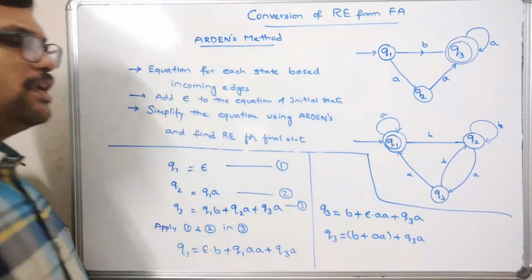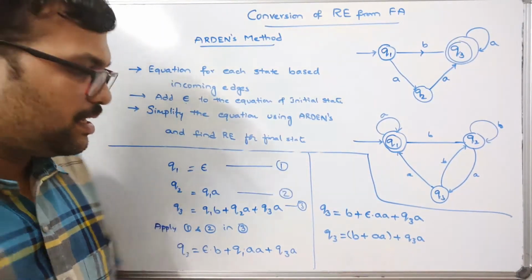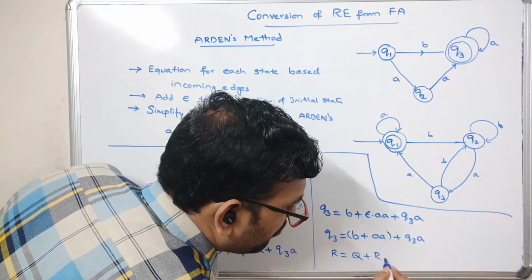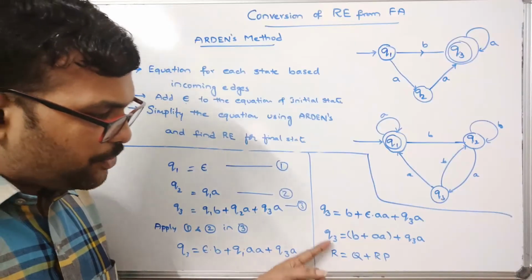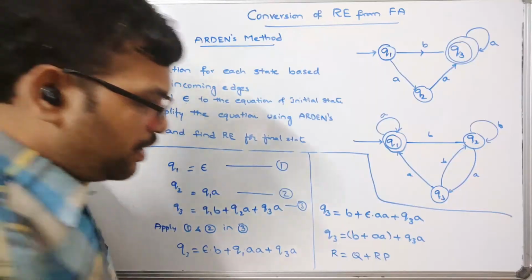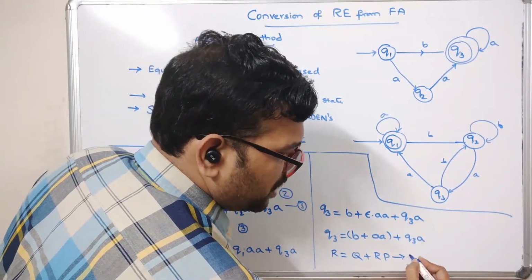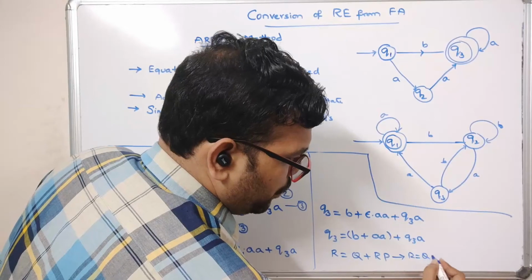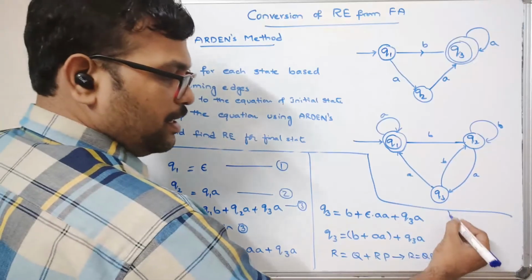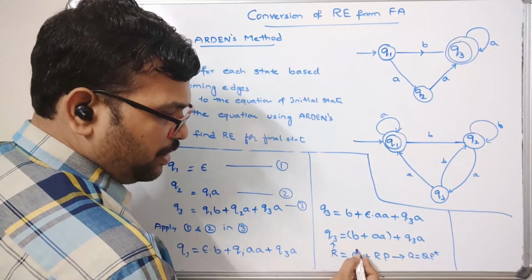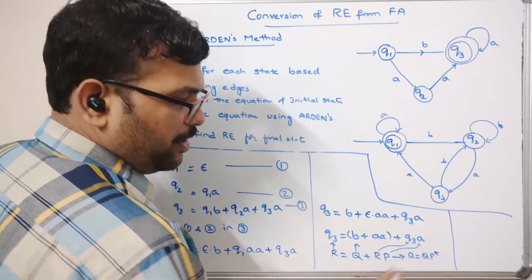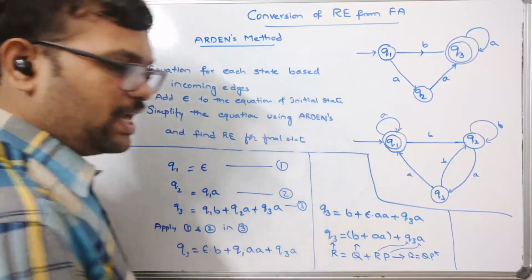Q3. You can observe here, this is similar to Arden's theorem. Arden's theorem means R is equal to Q plus RP. And here you can observe, if R is Q3, Q is B plus AA, and P is A, then this will have the unique solution, that is R is equal to QP star. QP star, right? So hope you understood this one. R is Q3, Q is B plus AA and P is A. So now you have the unique solution R is equal to QP star.